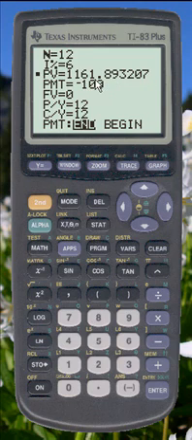So if you fill in any of these other things and leave one of them blank, then you can solve for the one that you've left blank by doing Alpha, Solve.